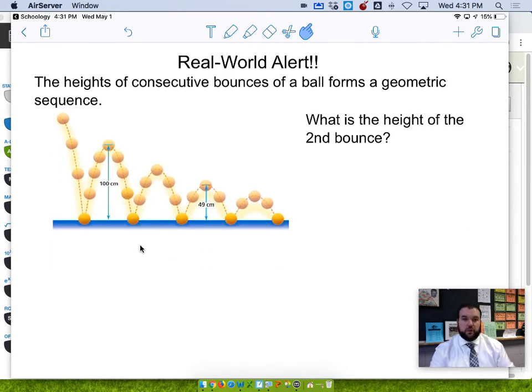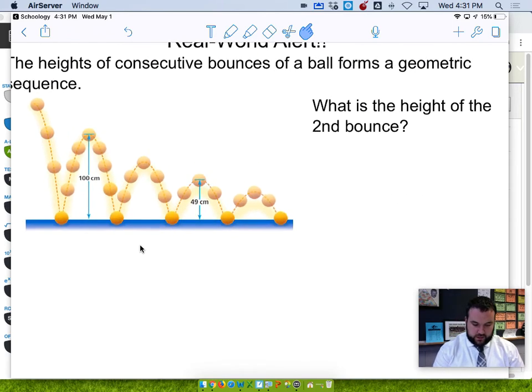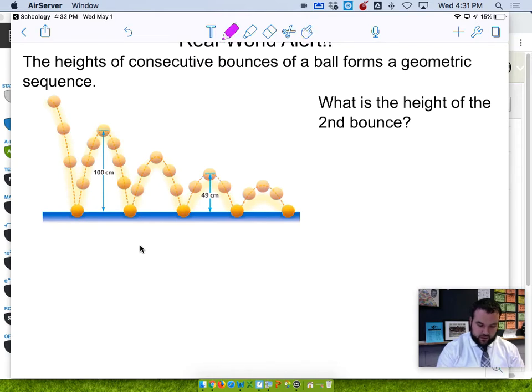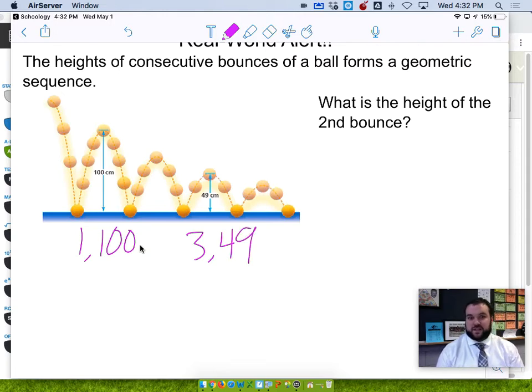Now, this applies to the real world. The heights of consecutive bounces of a ball. If you were to drop a ball from a certain height, it bounces back to a common ratio, or a common fraction, of its original height every single time. So if I would drop a ball, the first bounce comes up to 100. The first bounce is at 100, and the third bounce is at 49. The question is, what is the height of the second bounce?